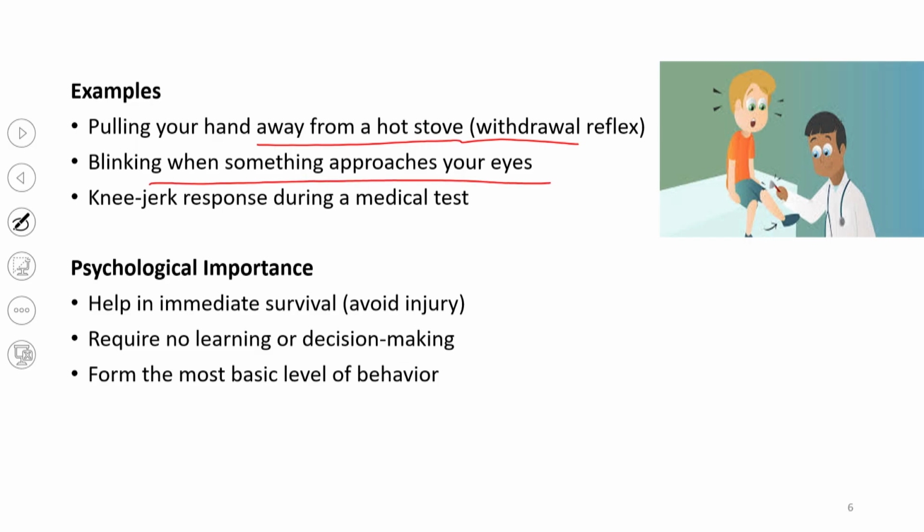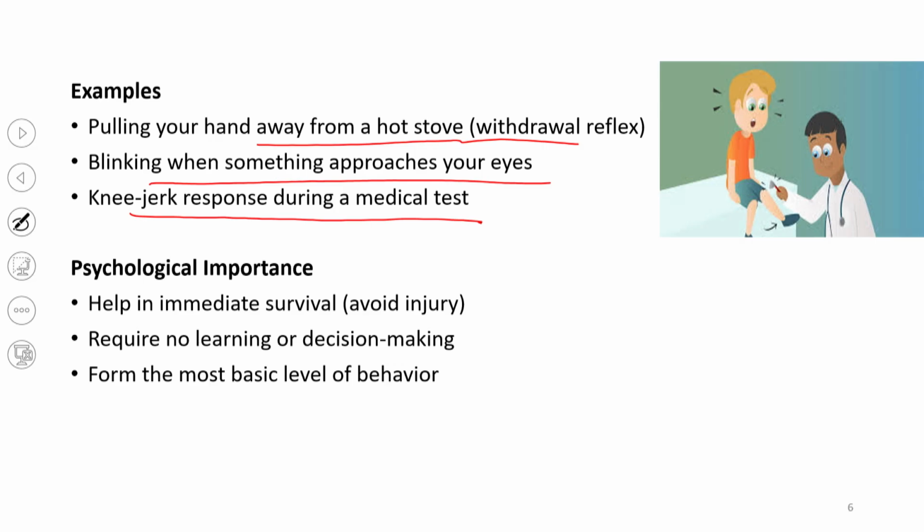Whenever something approaches your eyes, you automatically blink. This is another reflex. We do not have to think about it, the body automatically responds, and the eyes automatically close. One of the most popular examples of a reflex is the knee jerk response during a medical test. This is just shown in an animation. The moment you touch the knee with a little bit of pressure, the leg automatically moves.